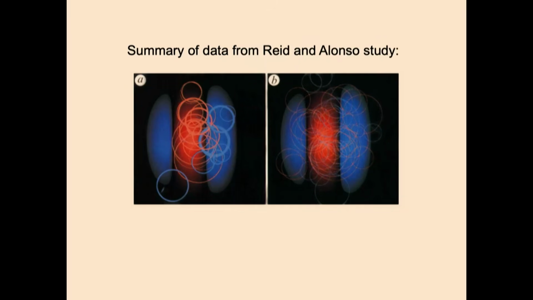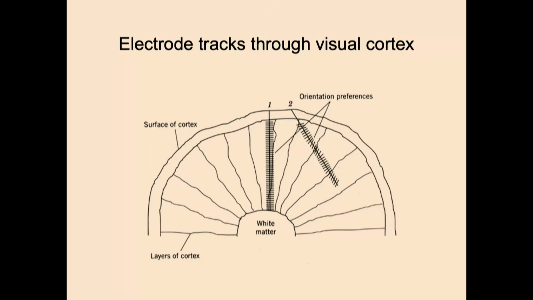So we've got orientation selectivity evident in these neuronal responses. How is this organized? It turns out that it's organized in a very orderly way. And this gets at another central organizational concept across the entire brain, which is the notion that the cortex tends to be organized in columns.